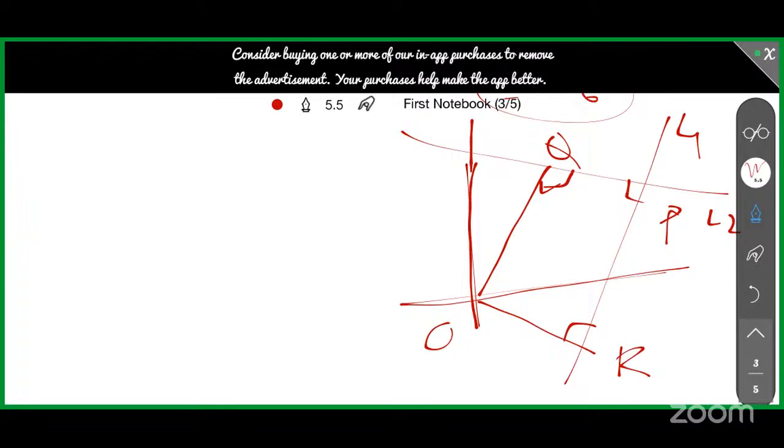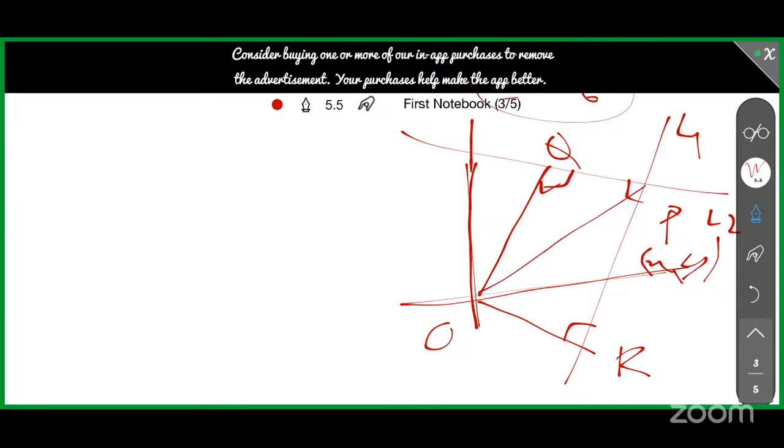So now what they're telling, we have to find the locus of OP. Sorry, not OP. We have to find the locus of the intersection of these two lines. That is point P, whose locus I have to find out. So I'll take a common point x comma y. Now look carefully. I'm joining OP.